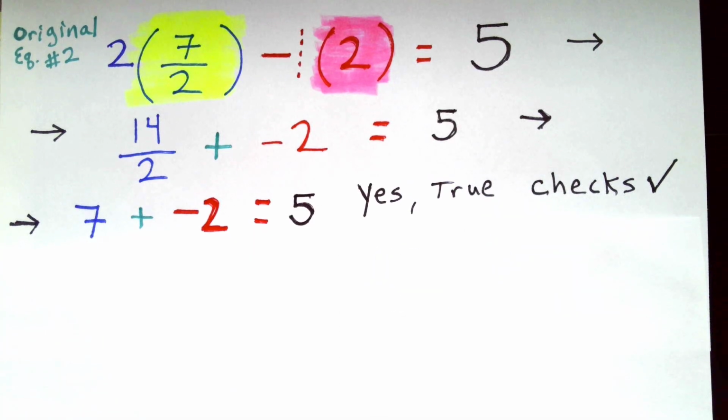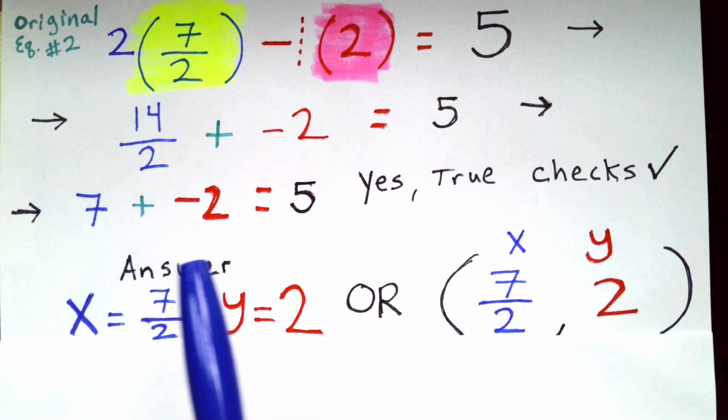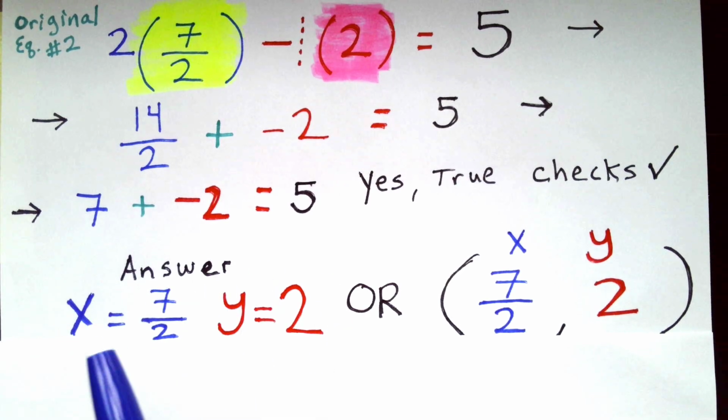So what does that mean? We've checked equation 1, equation 2. You know they're the correct answers. So what does that mean? That means the value for x is 7/2. The value for y is 2. Those are the answers. We've checked them out. There can be no other answers for those two equations in this system of equations.